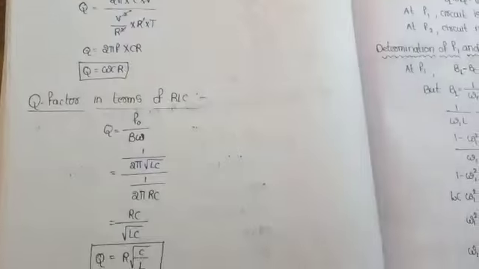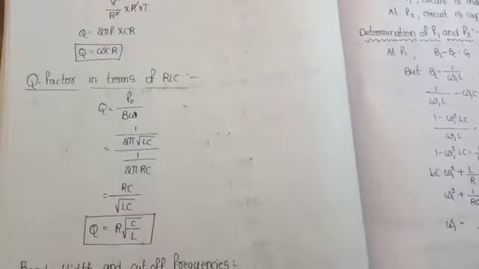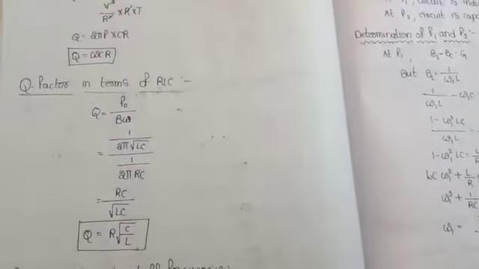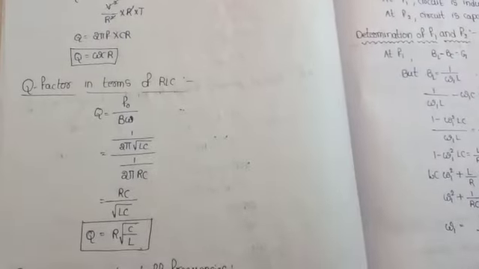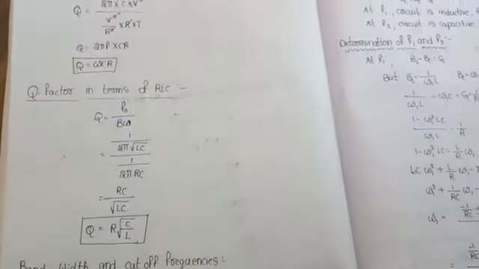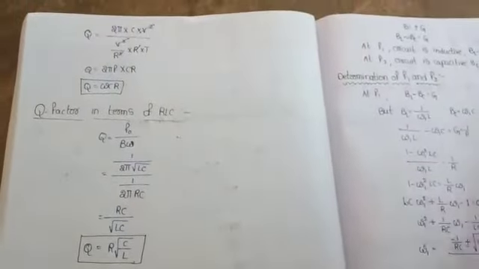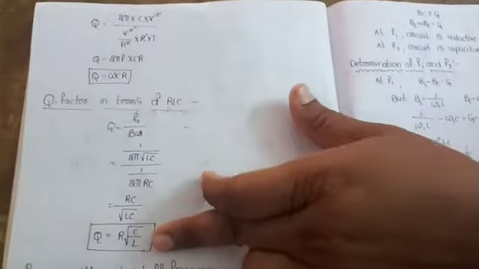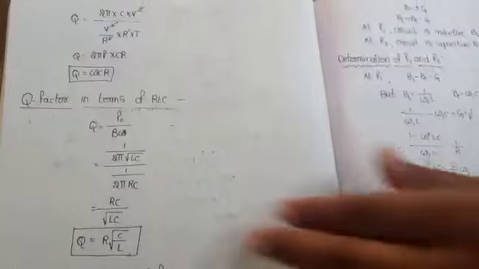And the quality factor in terms of the RLC circuit: you know that quality factor is equal to resonant frequency by bandwidth, so 1 by 2 pi root LC divided by 1 by 2 pi RC, which gives R root C by L. Whereas in series resonance it is 1 by R root L by C, but here it is R root C by L. This is the quality factor in terms of RLC.